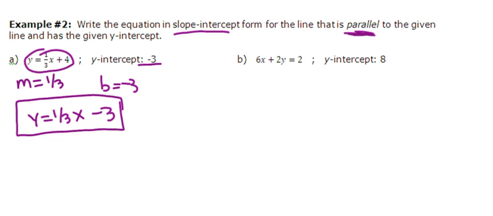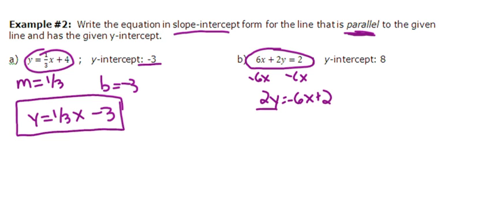There's my solution. Now B, my line is parallel to this line, so they should have the same slope. I can't tell what the slope of this line is because it's not in slope-intercept form. So the first thing I have to do is solve this equation for y. So I have to subtract 6x. So I have 2y equals negative 6x plus 2. Divide by 2. And I have y equals negative 3x plus 1. So since the slope of this line is negative 3, the slope of my line is negative 3. That's all you get from this equation is the slope.